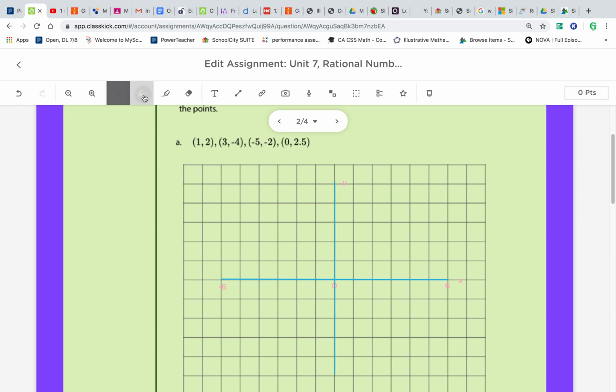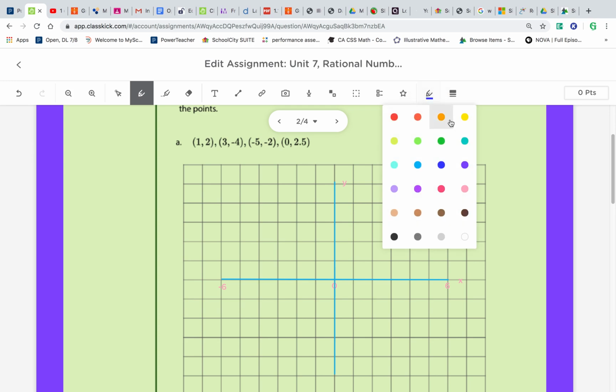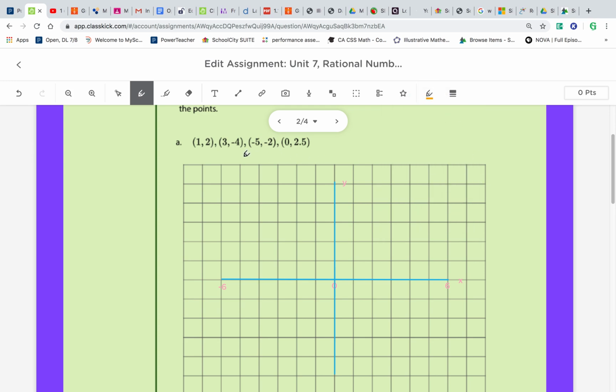So let's just go through. We'll use the drawing tool. How about I use orange just for the heck of it? Let's go one point at a time. For 1, 2, I'm going to start at the origin. I'm going to go sideways to 1 and then up to 2. So 2 is going to be right here.